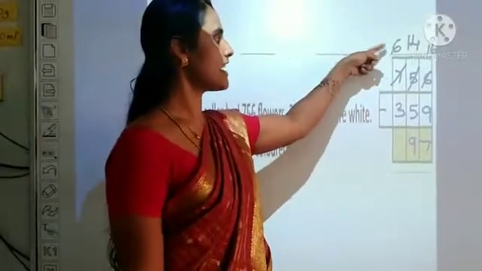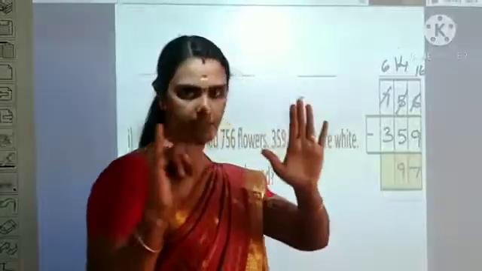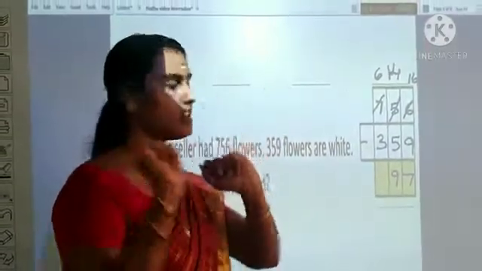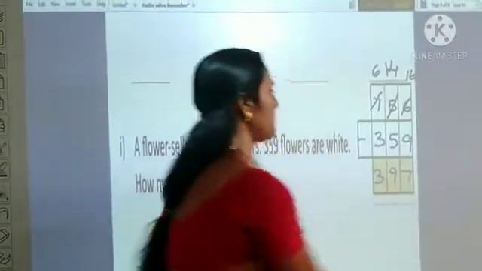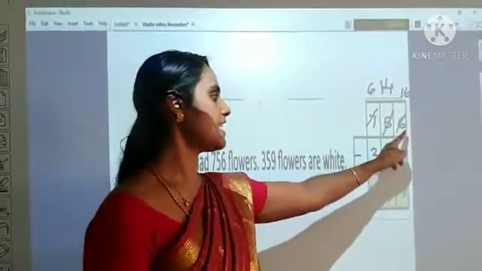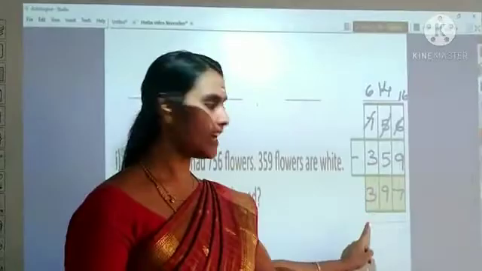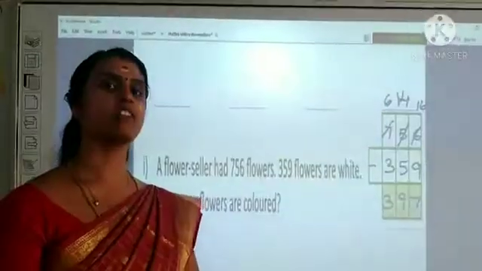Next number, 6 minus 3. Open 6 fingers and close 3 fingers. What is left? 3. Isn't it? So the answer is 3. So 756 minus 359. The answer is 397.